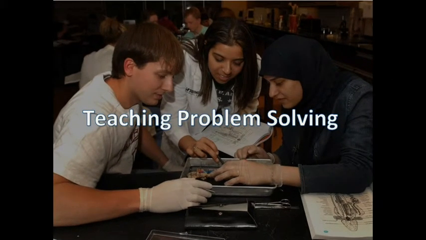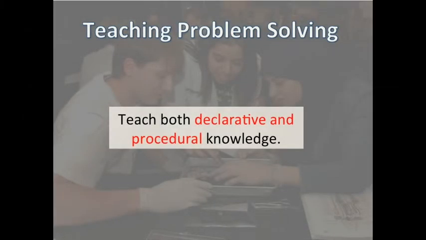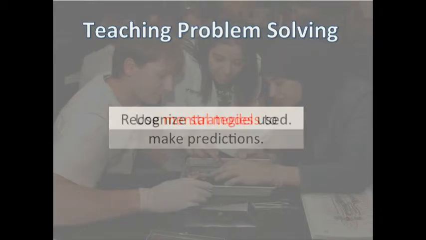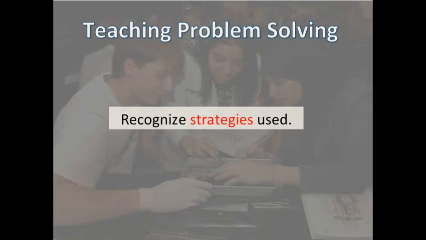Here are some tips for teaching problem solving. First, it is recommended that both declarative and procedural knowledge be taught together to help students build mental models that contain connections to both. Lead students to recognize their mental models and use them to make predictions or explain events. Help them also to recognize the strategies that they use and how these strategies can be improved to be more efficient and/or effective.